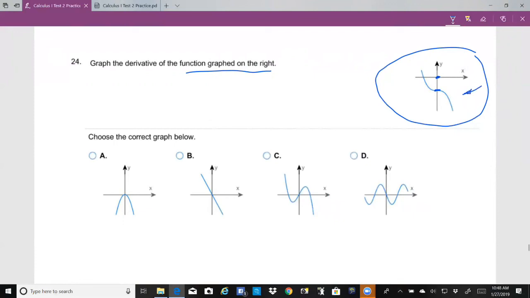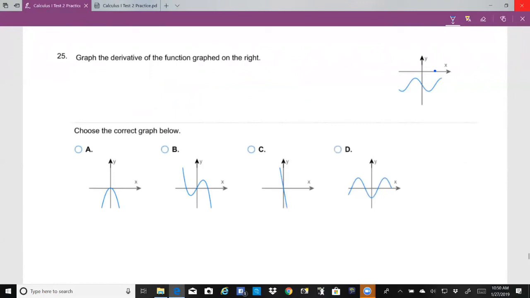On the right here, the slope is negative, and it starts off at a low negative and becomes even more negative, so it would go down like this. On the left side, the slope is negative, and it will go down like this and get even more negative. So it looks like the derivative of that function is an inverted parabola, which is answer A.